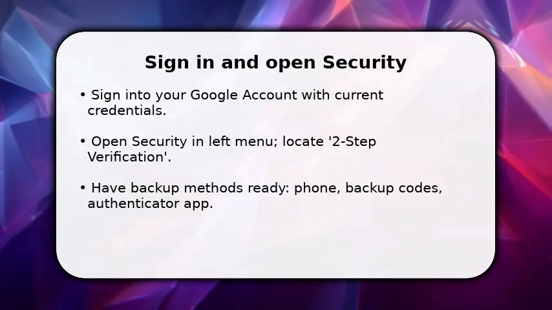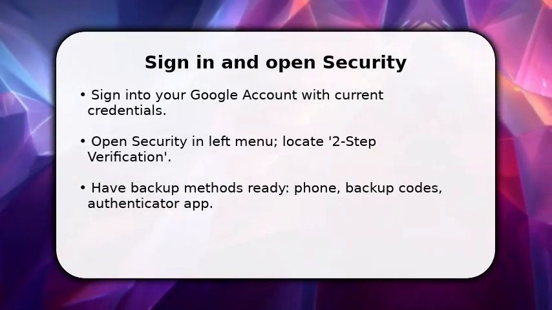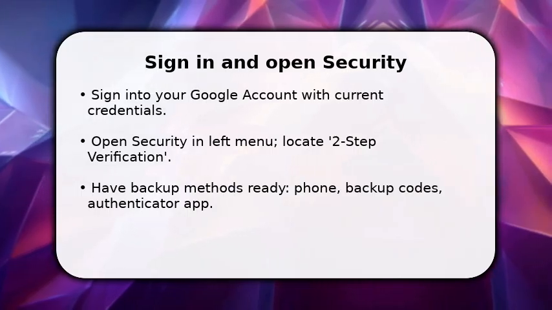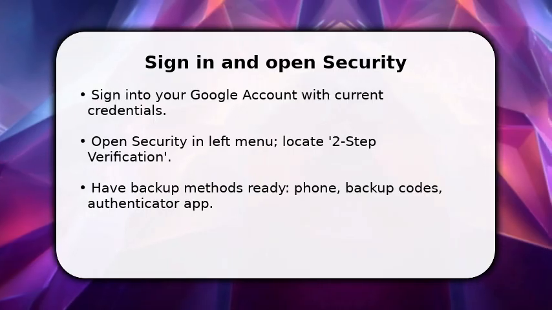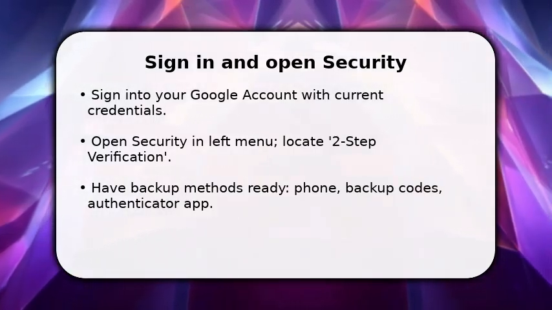Make sure you have immediate access to at least one approved verification method, your phone, backup codes, or an authenticator app, because Google will ask to confirm ownership before allowing changes. Now tap or click into the two-step verification settings to begin the removal process.